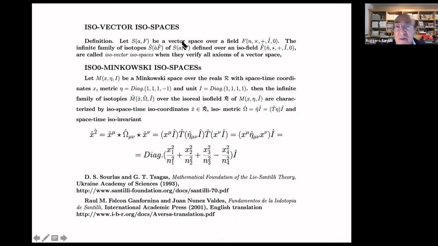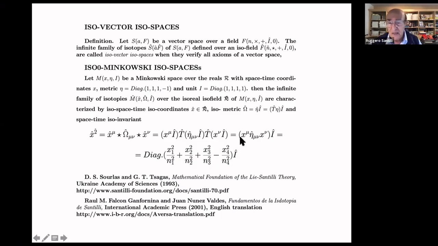This is the idea of these isovector isospaces. The elements of isovectors defined over an isofield are called isovector isospace when they verify all the axioms of a field. Again, this is the main conceptual point. At every step, there is the insistence of maintaining the original abstract axiom at all levels. At the level of associative envelope, at the level of numeric field, here at the level of vector space, of course, Minkowski space. Incidentally, the metric here is the most general metric that I know in 3+1 dimension that includes as a particular case all symmetric metrics, not only Minkowski, Riemann, Finsler, Lorentz-Poincaré, et cetera, et cetera.